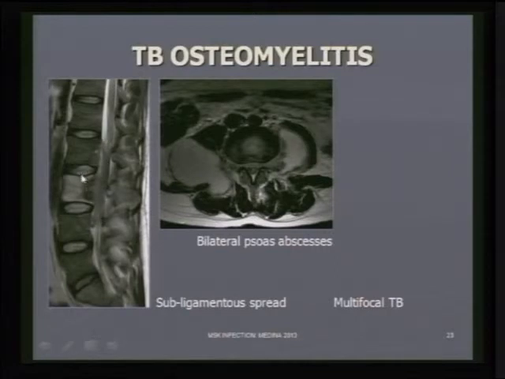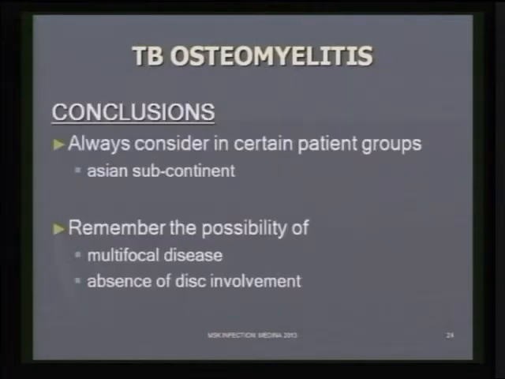Again, note that the discs are completely normal and the end plates are intact. And then on the axial and coronal images, we demonstrated these large psoas abscesses, which really gave the game away. And this is an example of multifocal tubercular osteomyelitis presenting with what we thought was metastatic disease. So again, as a conclusion for TB osteomyelitis, I think always consider it in certain patient groups.